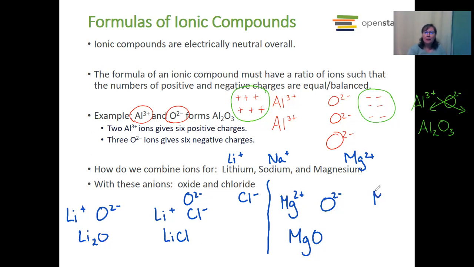And now we can say, well, let's combine Mg2+ and our chloride, Cl-. And if we have 2 positive charges, we need 2 negative charges. And so this becomes MgCl2.